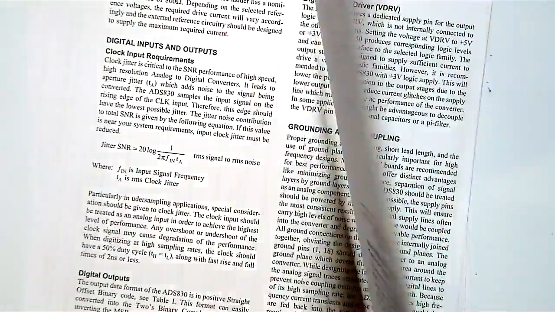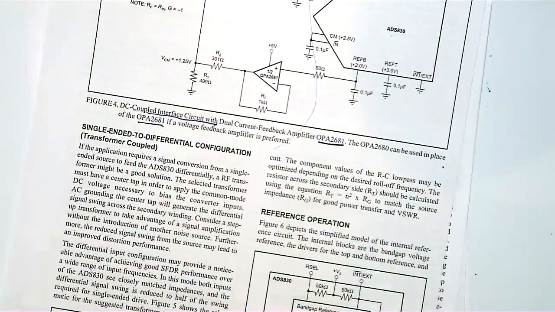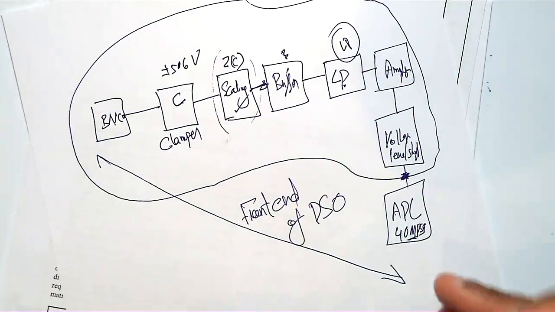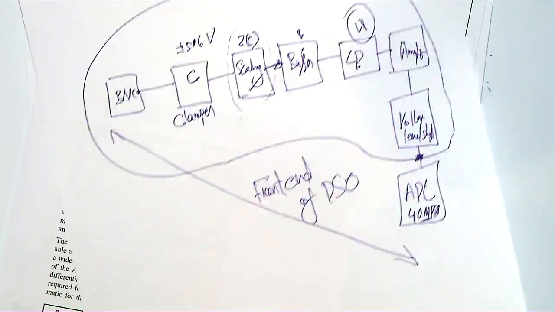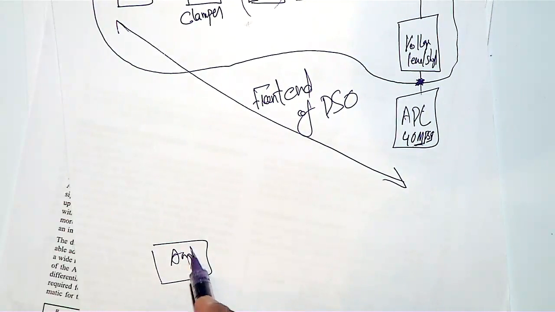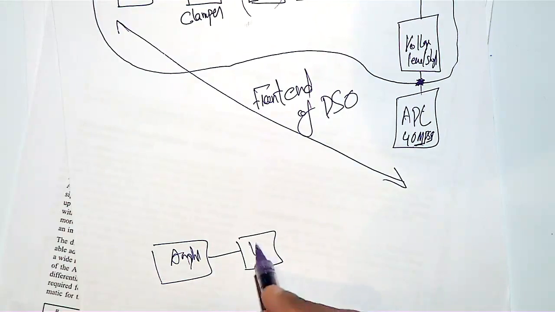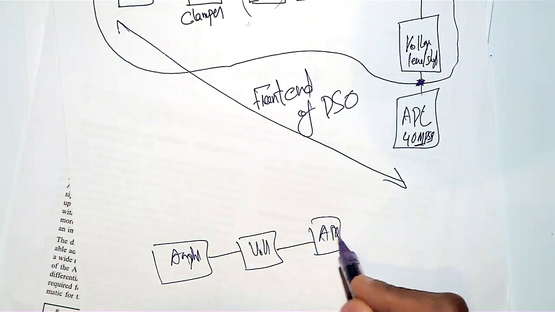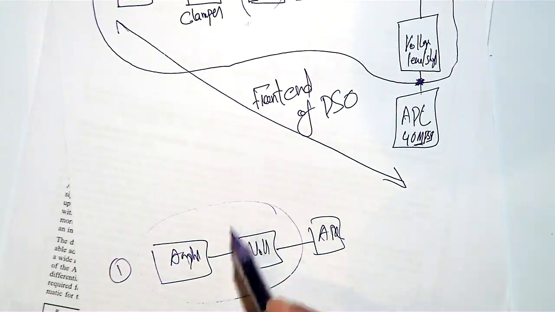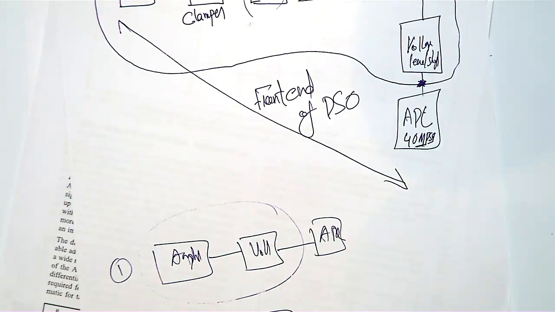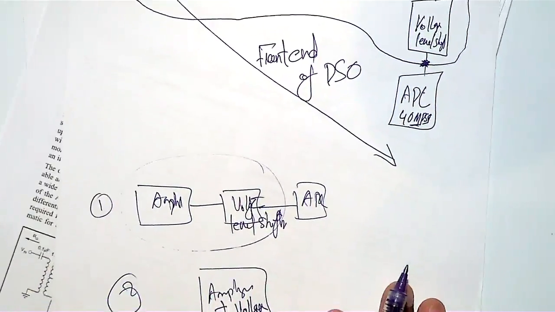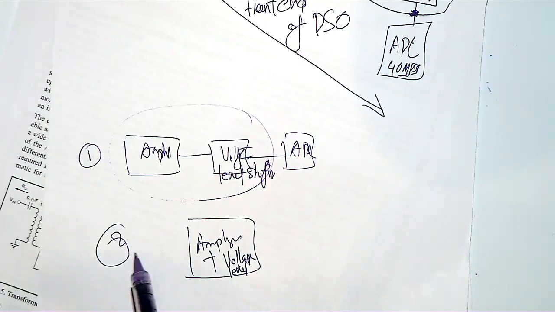So the idea is, when you design an amplifier, voltage level shifter and ADC, there are two ways you can design it. One is you design an amplifier using an op amp, then you design a voltage level shifter, then you connect to the ADC. That is the first one. The second one is to combine these two, so you get only one block, amplifier plus voltage level shifter. Then you connect to the ADC.